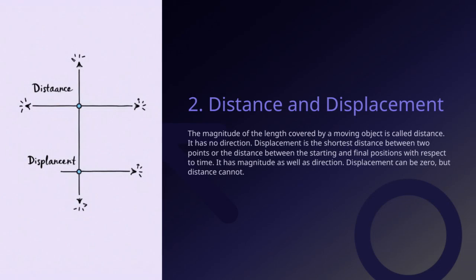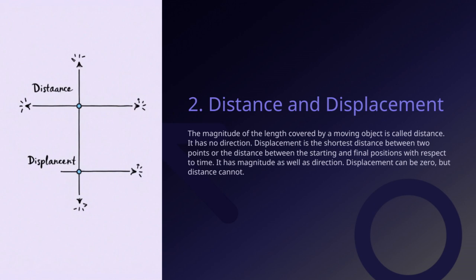The magnitude of the length covered by a moving object is called distance. Think of it as the total path the object travels, and importantly, it has no specific direction. Now, displacement is a different idea. It's the shortest straight line distance between the starting point and the final position. Displacement not only has magnitude but also a direction, which makes it a vector quantity.